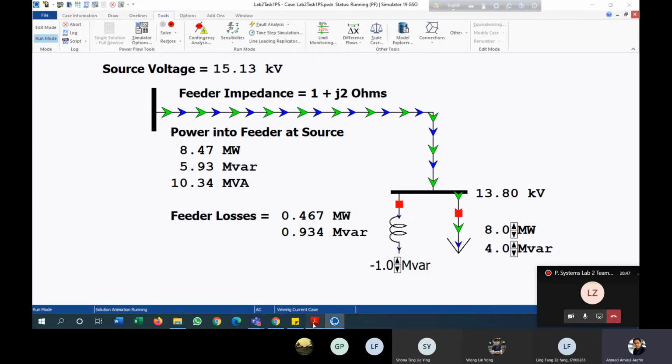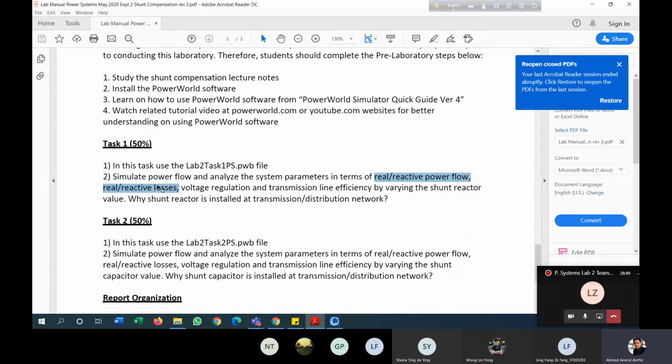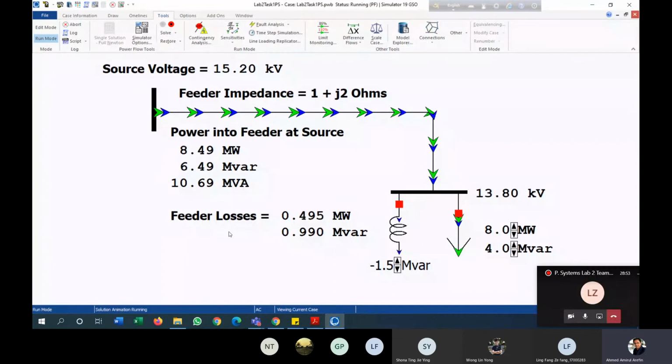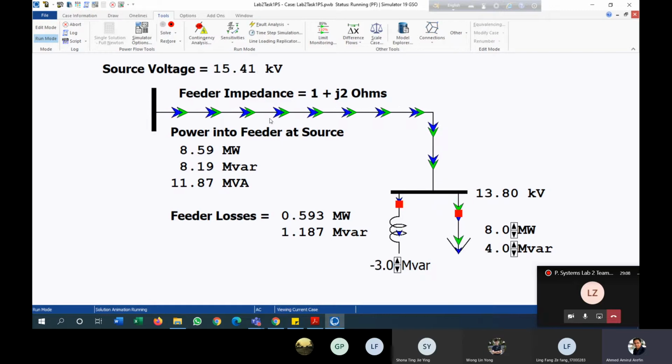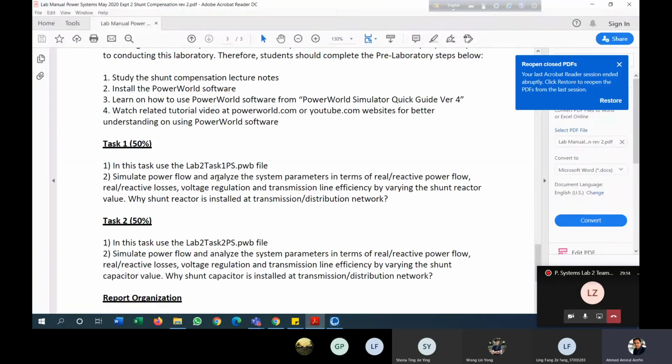Okay, so they are talking about those things, like the losses, real and reactive losses. So you need to change the values and analyze deeply in which direction they are changing. Okay, so the losses are also increasing here. Okay, so the losses are also increasing, so you need to write down all those things in your lab reports and you have to analyze.